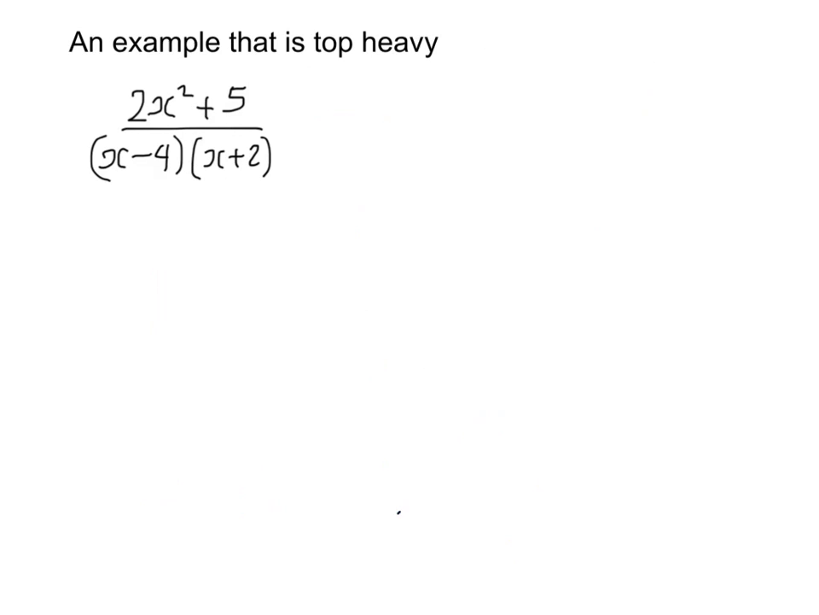Okay, so now, what do I mean by a top-heavy example? What that means is where the top of the fraction is of an equal or higher order to the bottom one. In this one, the top of the fraction is a quadratic, so it's of order 2, and the bottom is also a quadratic of order 2.